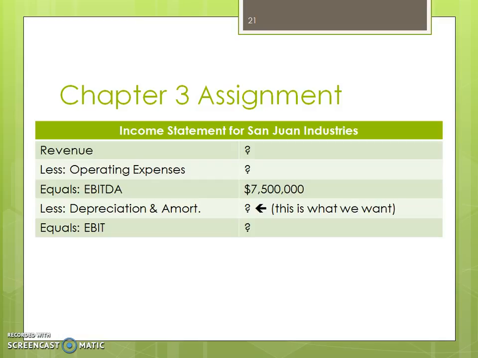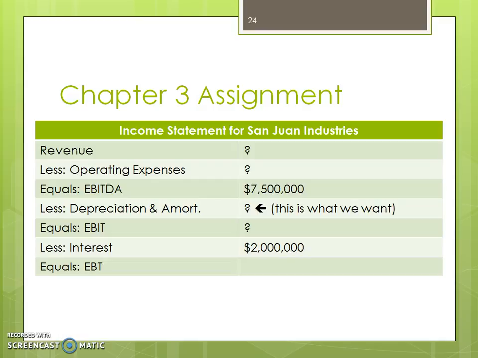This is going to be a problem for us because right away we have two missing variables. If we knew what EBIT was, we could figure out what depreciation and amortization is using algebra, right? EBITDA minus depreciation and amortization equals EBIT. So that's a problem. Let's continue on building our income statement. The next thing that we would do is deduct interest from EBIT, and that is given to us. So we're going to go ahead and plug that in. So 2 million is what that was. And again, the problem told us that. And then once we deduct interest, we're left with EBT, earnings before taxes.